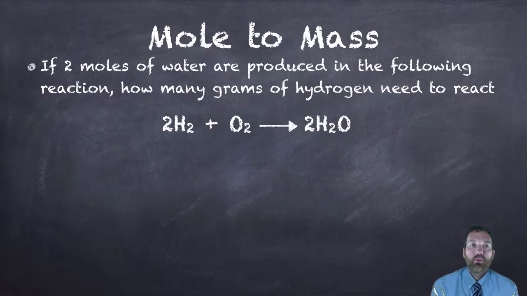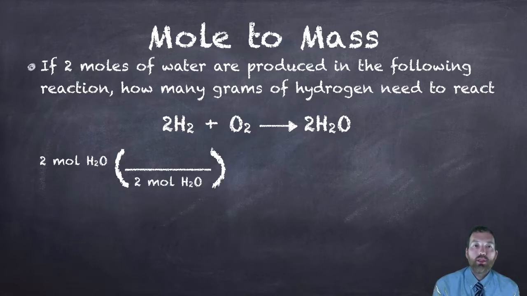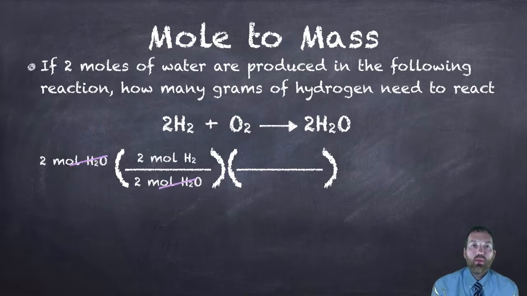So let me show you an example problem here. If 2 moles of water are produced in the following reaction, how many grams of hydrogen need to react? So we're going to start with what they give us, 2 moles of water. And we want to convert from moles of water into moles of hydrogen. So they're asking us for hydrogen, so we want to convert to moles of the desired chemical. So we just look at the molar ratio. There's 2 moles of water, according to our balanced chemical equation here, for every 2 moles of hydrogen. So moles of water and moles of water cross off, and I'm left with moles of hydrogen.